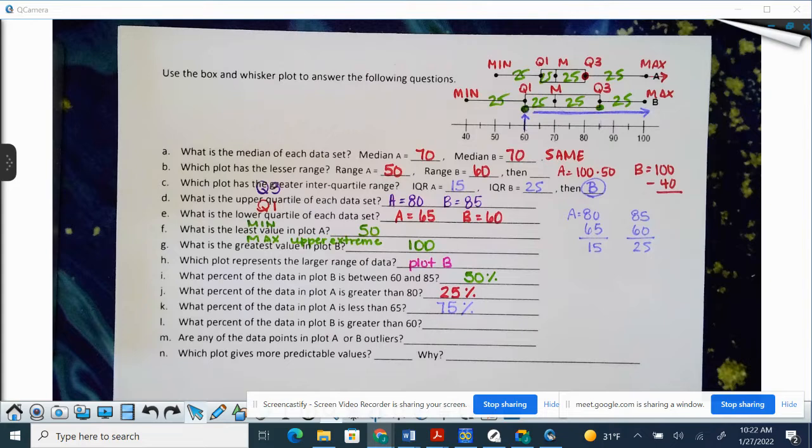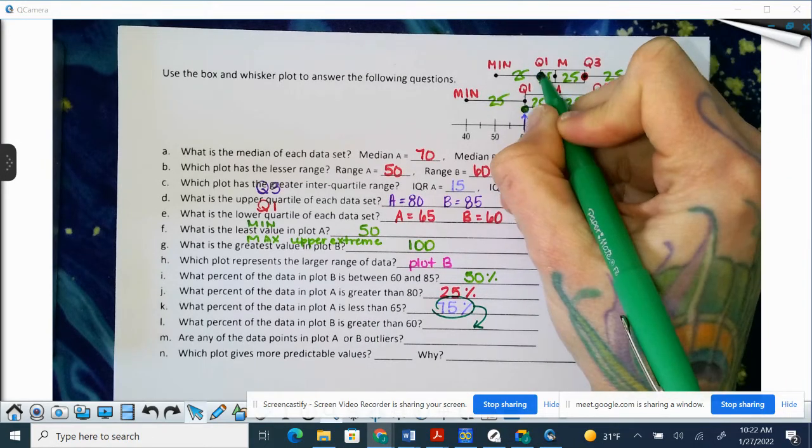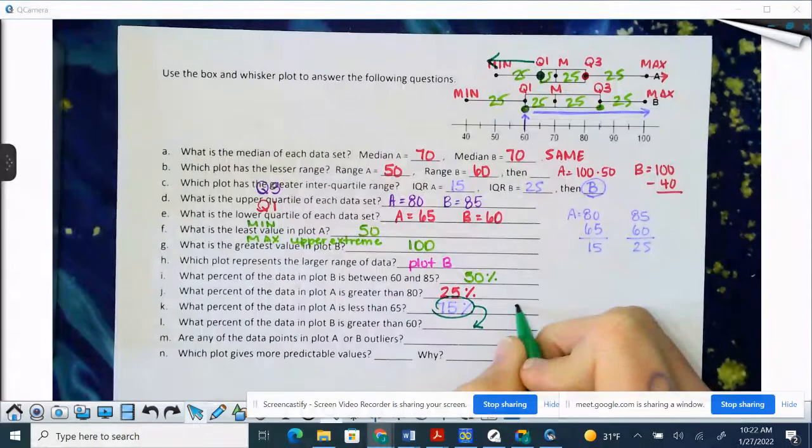Oh, did I answer that wrong? I skipped a question, didn't I? Whoops, sorry guys. So 75 actually goes here. What percentage is less than 65? Less than 65 in A. So if I go up to A, this is 65, and less than is this way. So the actual answer is 25%.